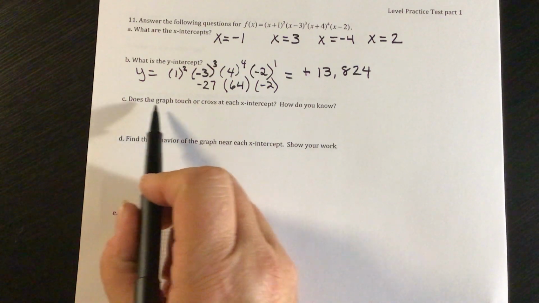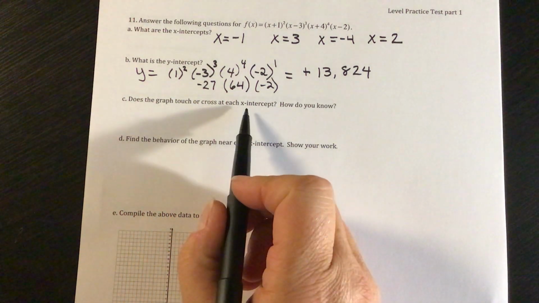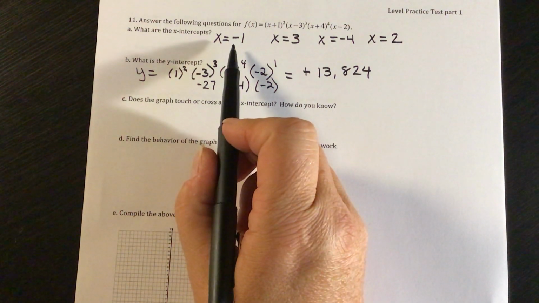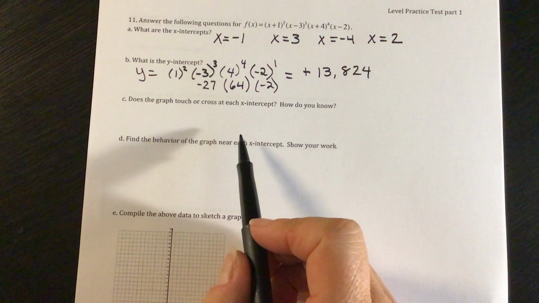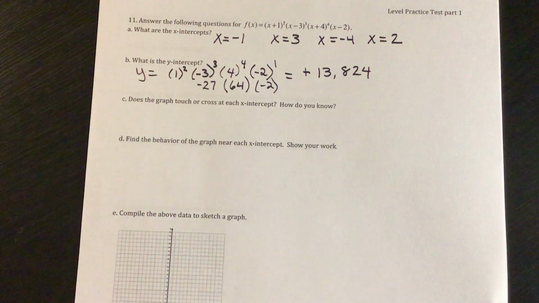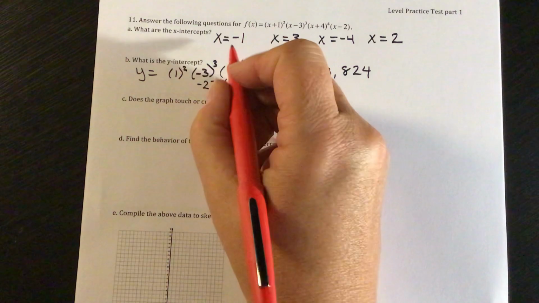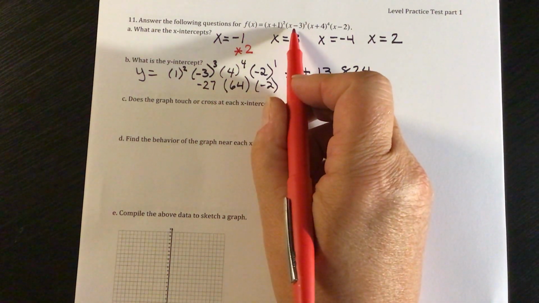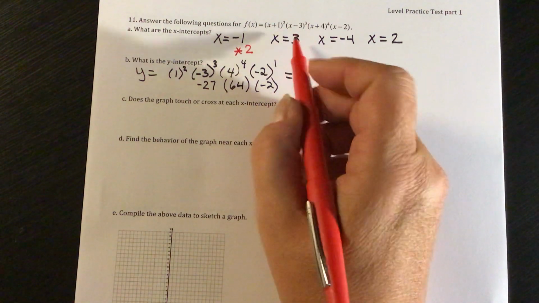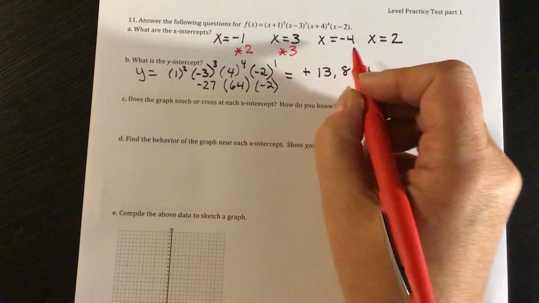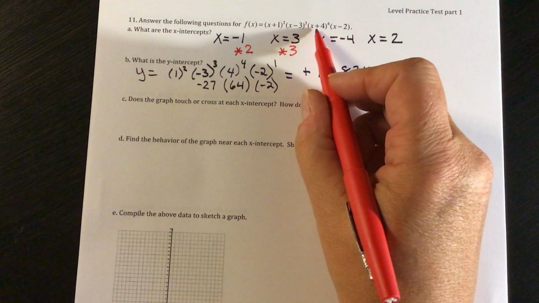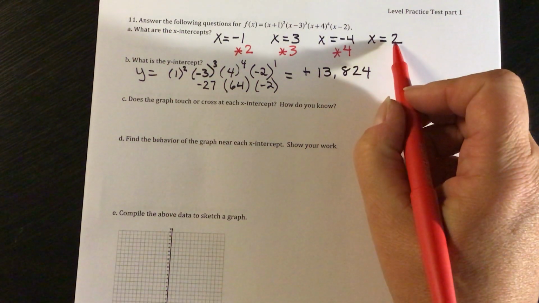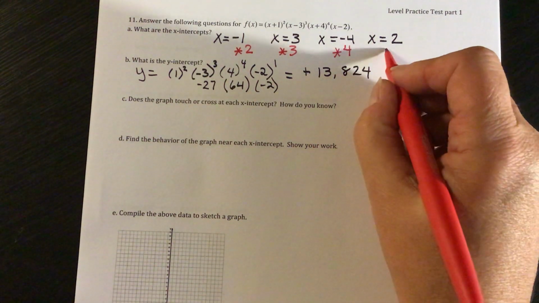Part C asks us if the graph will touch or cross at each x-intercept. So in this case, we need to look at the multiplicity. And the multiplicity for -1 is 2. So multiplicity 2. The multiplicity for that 0 in this one is going to be 3. Multiplicity of this factor is 4. And the multiplicity of 2 is just 1.